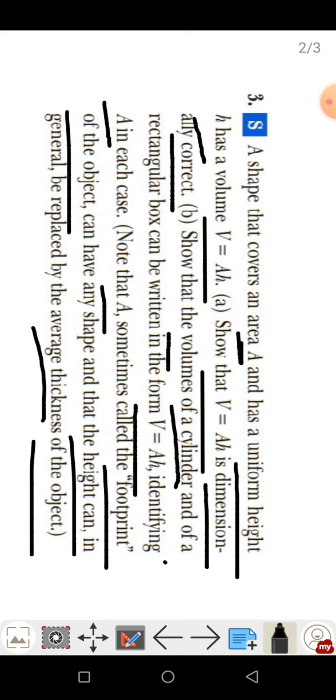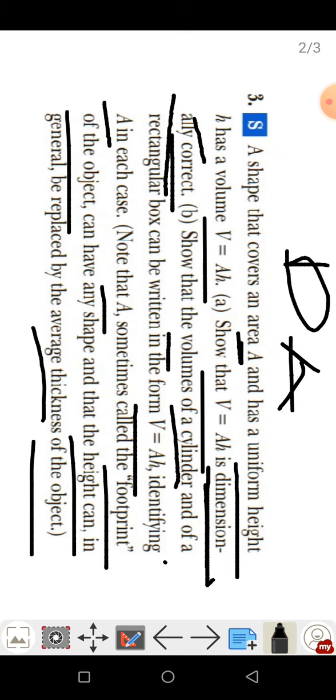So these are the questions they want us to answer. So how do we go about it? First, you have to know what they are talking about. They're saying V is equal to AH is dimensionally correct. So this question is coming from the dimensional analysis topic. So let's answer.